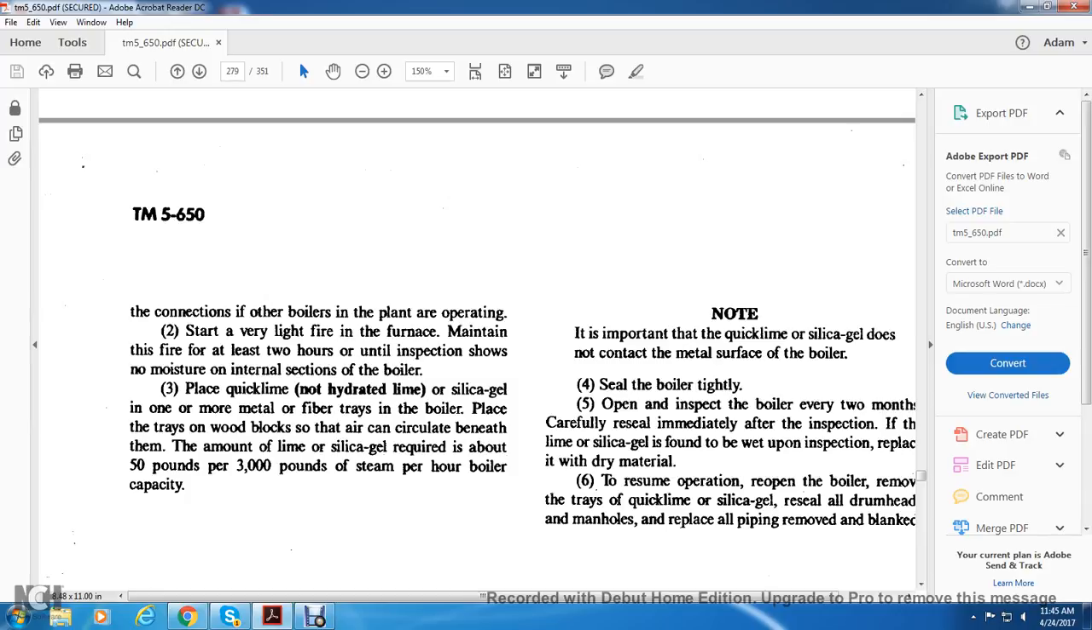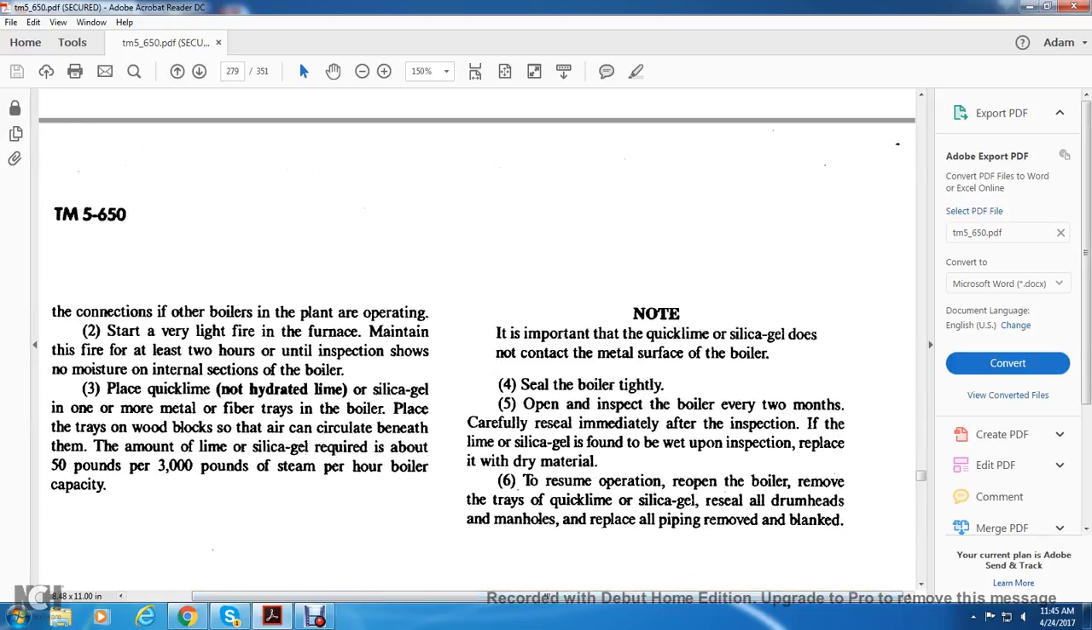3. Place quicklime and silica gel in one or more metal or fiber trays within the boiler. Place the trays on wooden blocks so that air can circulate beneath them. The amount of quicklime required is about 50 pounds per 30,000 pounds of steam per hour boiler capacity. Note, it is important that the quicklime and the silica gel do not contact the metal surface of the boiler. 4. Seal the boiler tight. Open and inspect the boiler every 2 months and carefully reseal immediately after the inspection. If the lime or silica gel is found to be wet upon inspection, replace them with dry material.